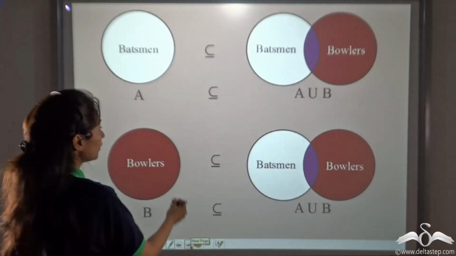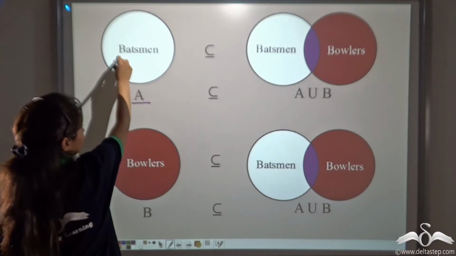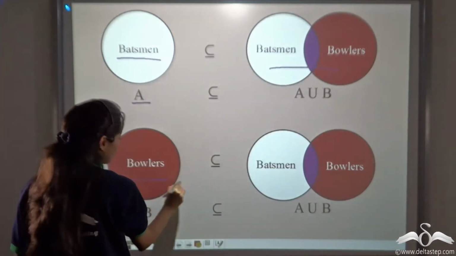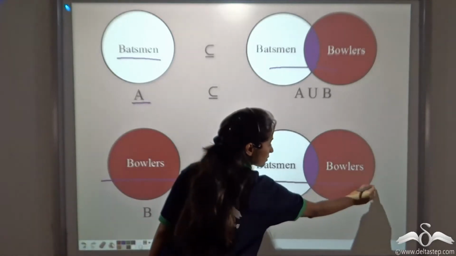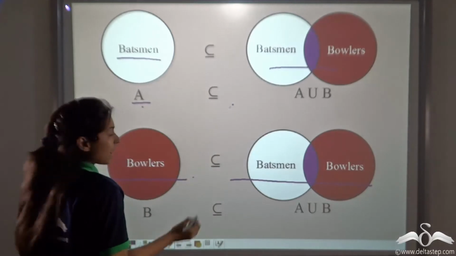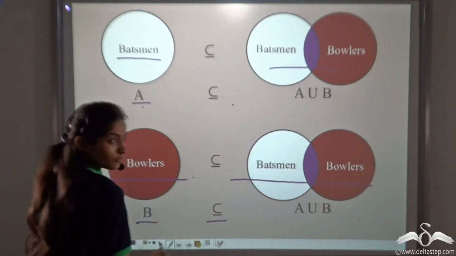So what can we conclude here? Just like the set of batsmen is a subset of your team, in the same way the set of bowlers is also a subset of your team. So A is a subset of A union B as well as B is the subset of A union B.